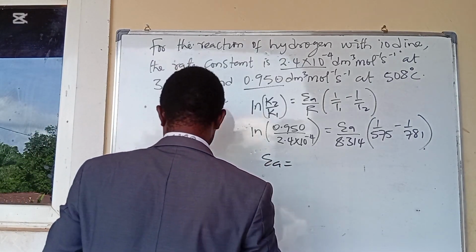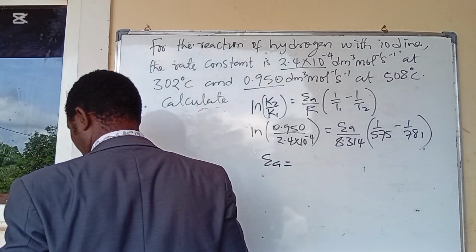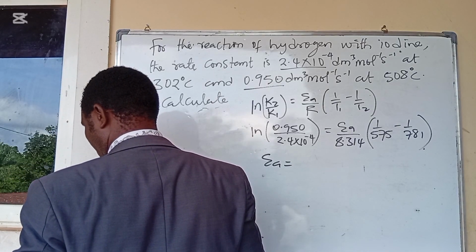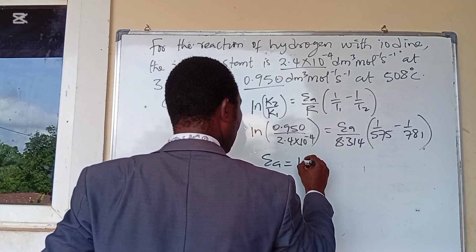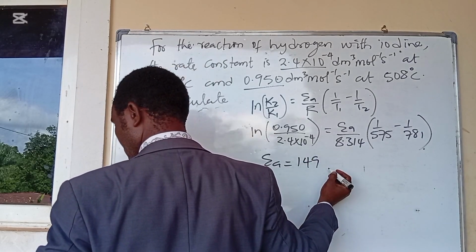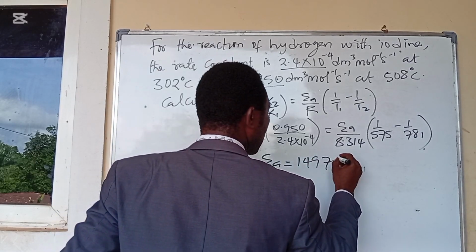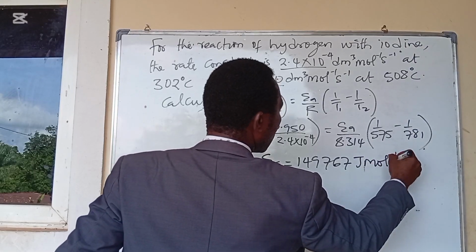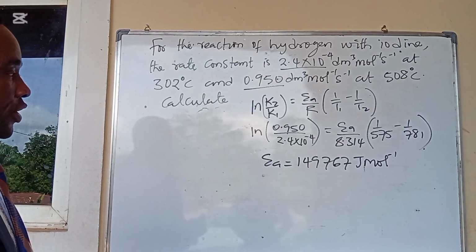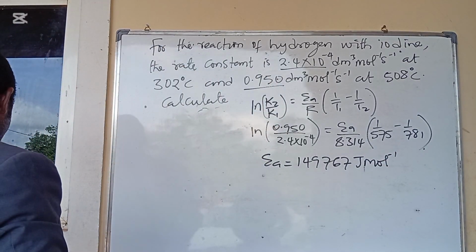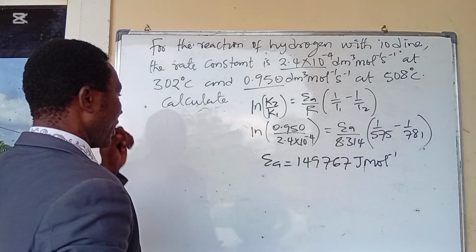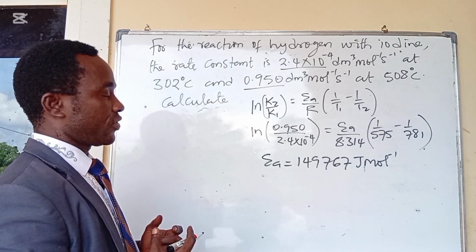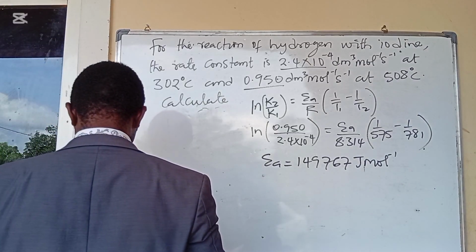Because of time, the activation energy from what I have here is 149,767 joules per mole. That is the activation energy. Now the next thing we are to get is number 2, the frequency factor. That is the frequency of collision. Now what do we do?